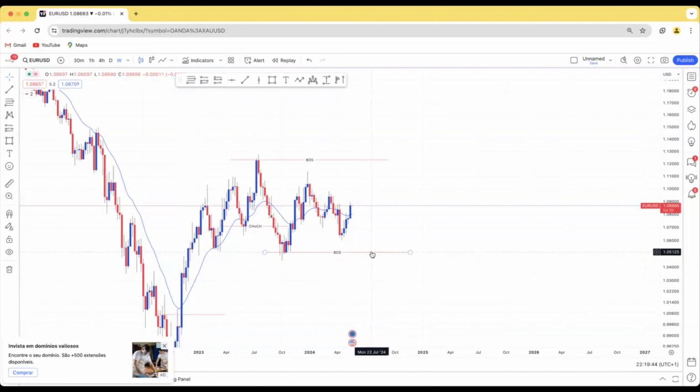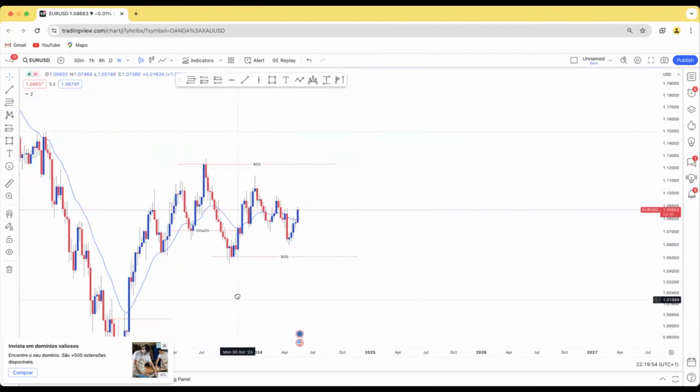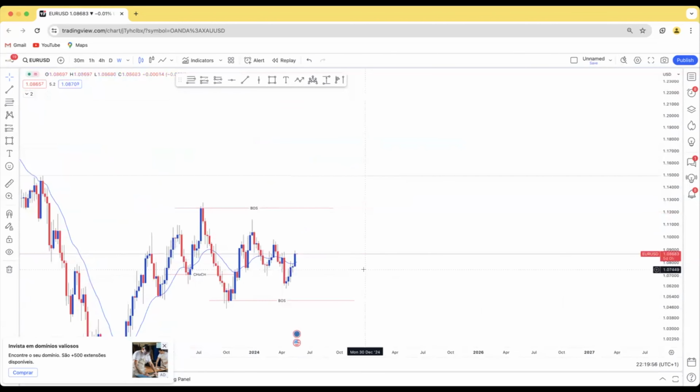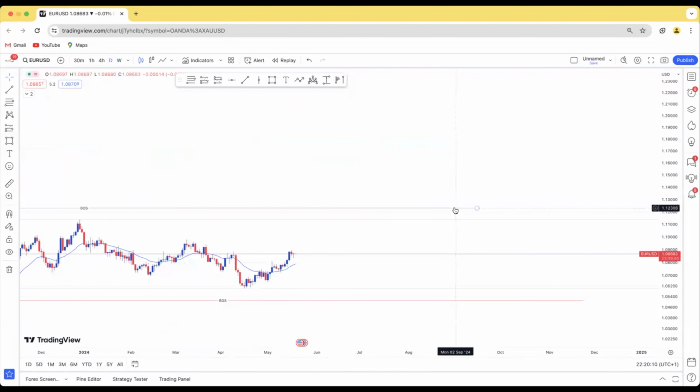First of all, will be this low. The next one will be this imbalance here. And then the final target will now be this low, this structure here. So these are things that you need to consider when trading the forex market. So the next thing I'm going to do is go down to the daily time frame. This section won't be too long because I'm really exhausted already.